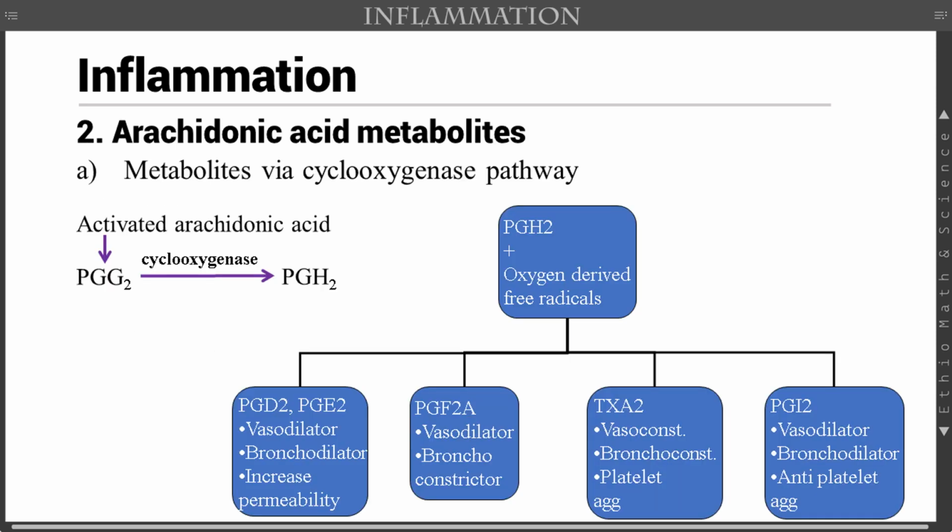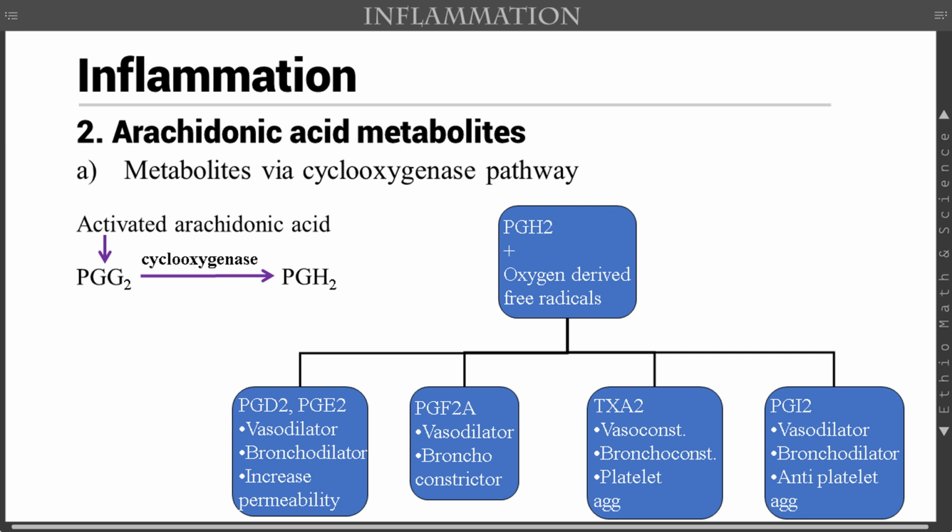Arachidonic acid metabolites, cyclooxygenase pathway. Phospholipase A2 liberates arachidonic acid from cell membranes. Cyclooxygenases, COX-1 and COX-2, convert it to PGG2 and PGH2, the common prostanoid precursor. From PGH2, divergent synthases produce prostacyclin, PGI2, thromboxane A2, TXA2, and prostaglandins, PGE2 and PGF2-alpha.